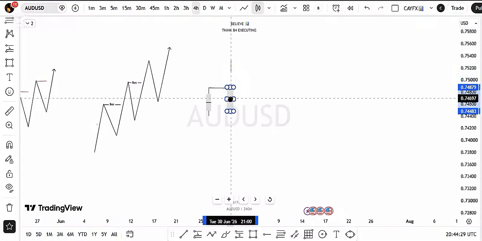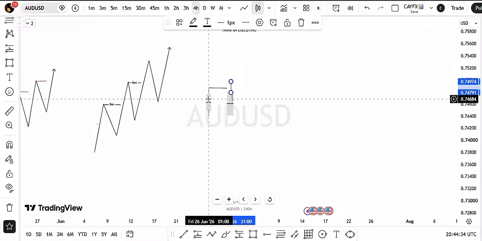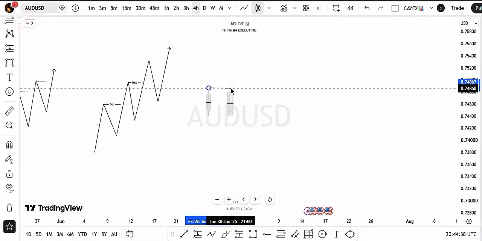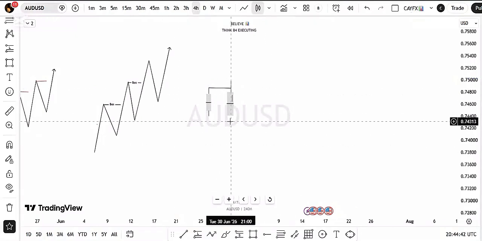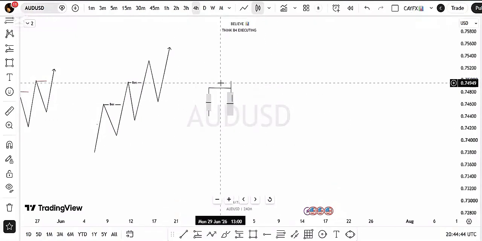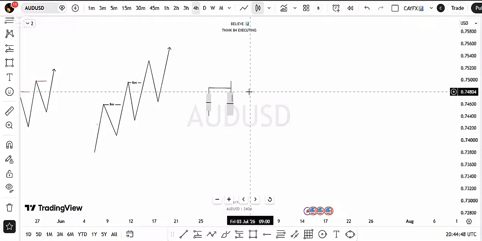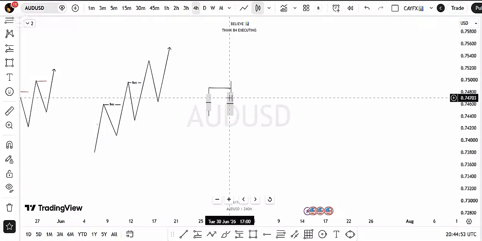But in a case whereby the market did something like this, and closed here, and closed with a wick, note that this is not a break of structure, it's a liquidity hunt. Alright, it's a sweep of liquidity. You don't need to count this as a break of structure.